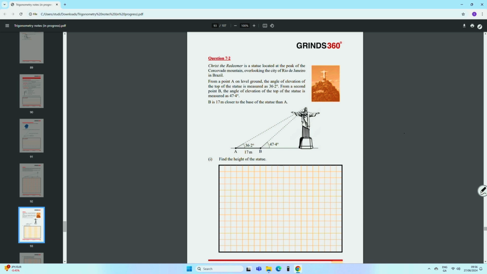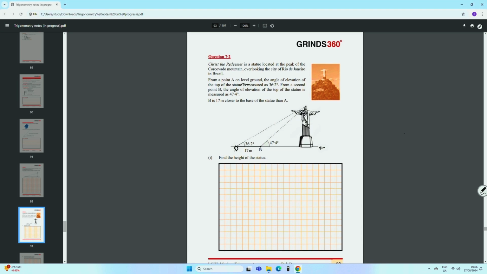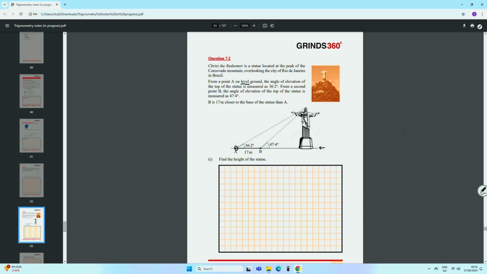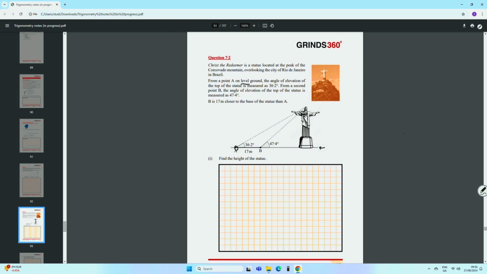From a point A on level ground, so once again, we're told that the ground is level. Okay, so this line here is a horizontal line, the ground is level. The angle of elevation at the top of the statue is measured as 36.2. So you can see from the point A here, the angle of elevation is 36.2, and that is an angle of elevation because the ground is horizontal. So it's this horizontal line angled upwards to give us that angle there, 36.2 degrees.